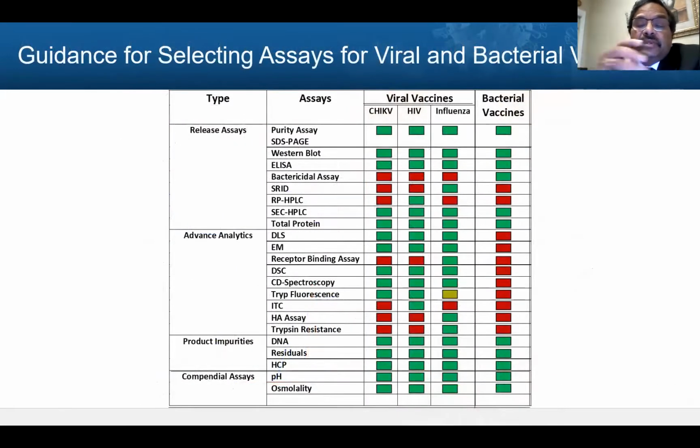This is a slide I wanted to include for you to understand that when you are developing the assays, you need to keep in mind that we don't need to use all the assays for everything. We need to determine which assay is going to be critical for which aspect. Here we have listed the assays by type of vaccine, the viral vaccines, and this is for the bacterial vaccine. So hopefully that may help you in developing the assays for characterizing your vaccine.